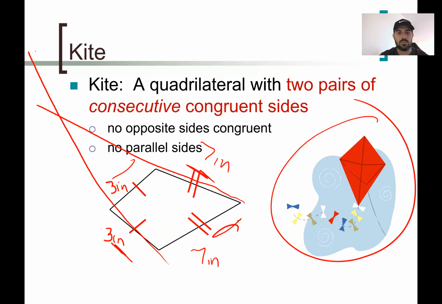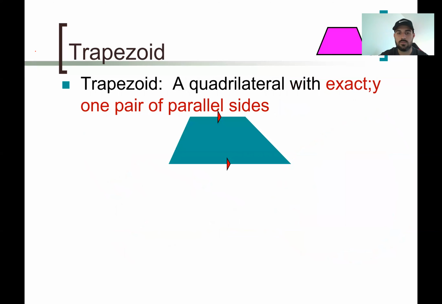All right, so no opposite sides are congruent and no parallel sides. All right, now let's get into a trapezoid.